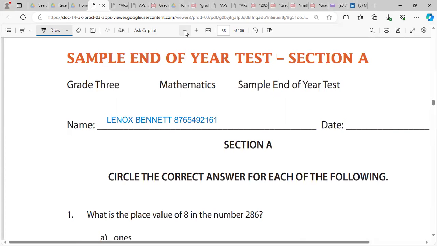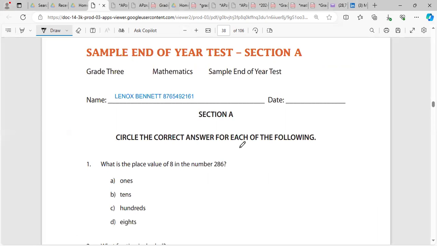So the first one says, circle the correct answer for each of the following. What is the place value of 8 in the number 286? And that would be, is it ones, tens, hundreds, or 8? And that's actually tens. So that would be B. Let's move on to number 2.